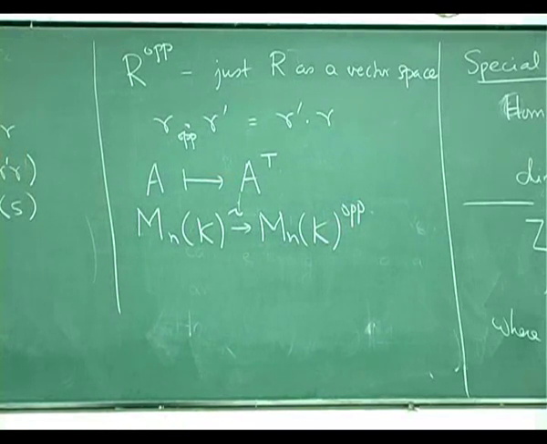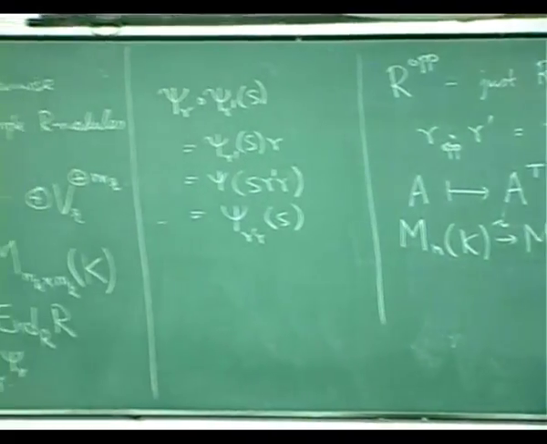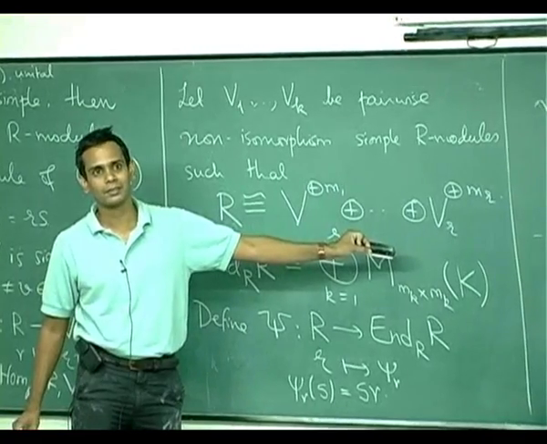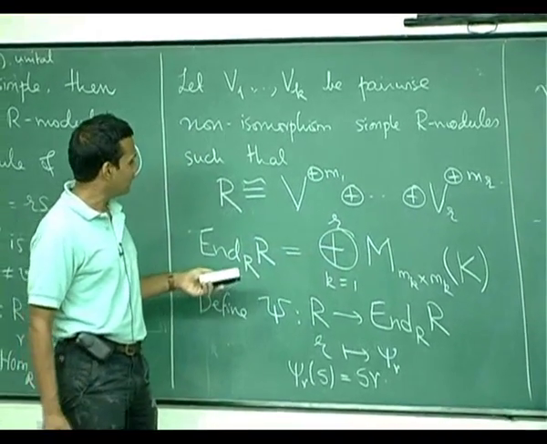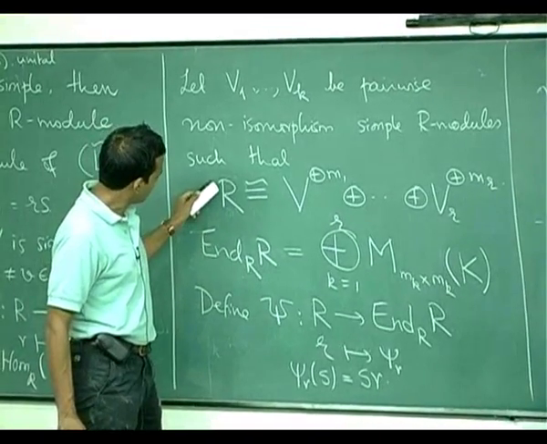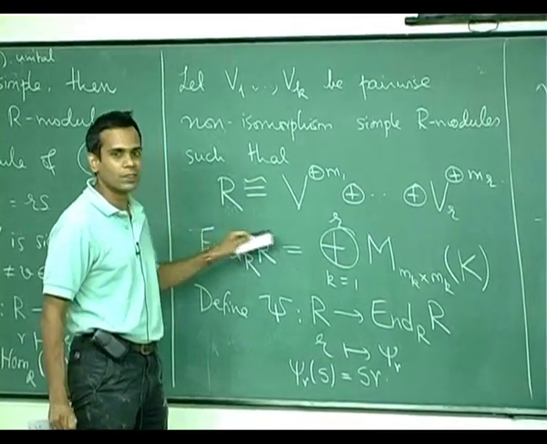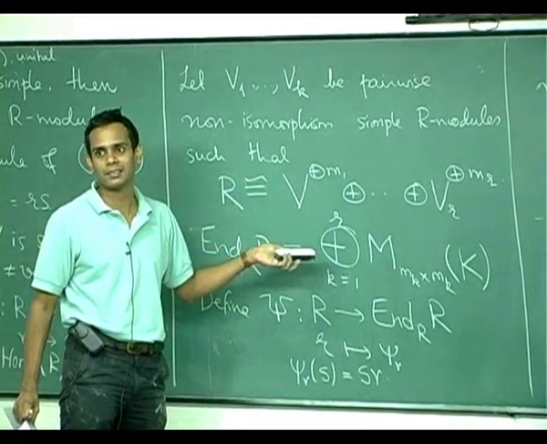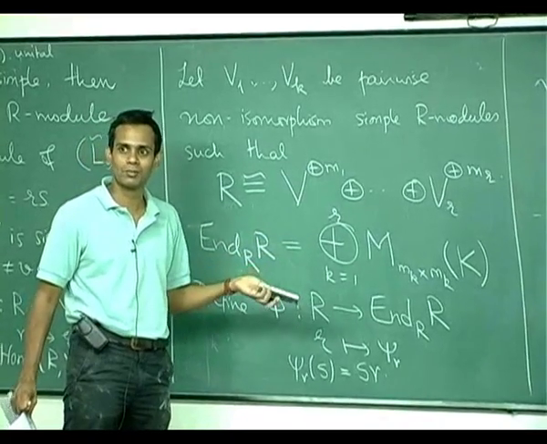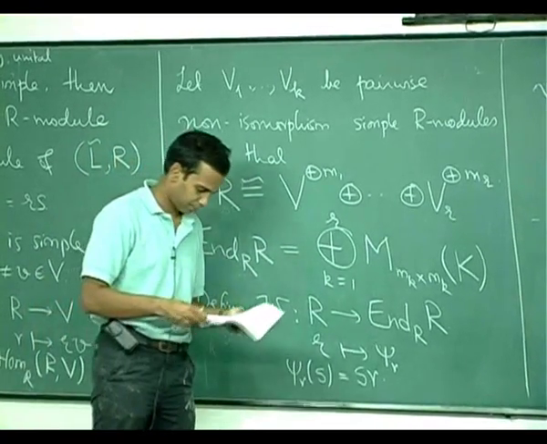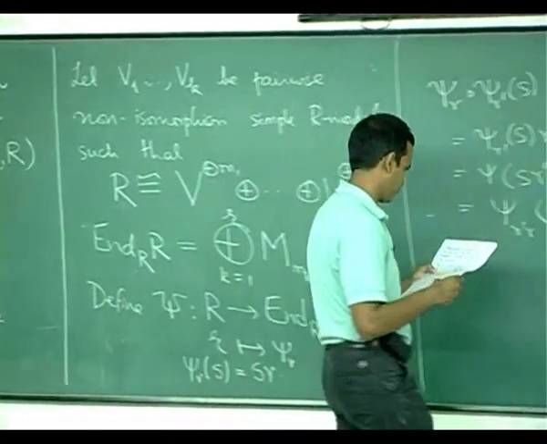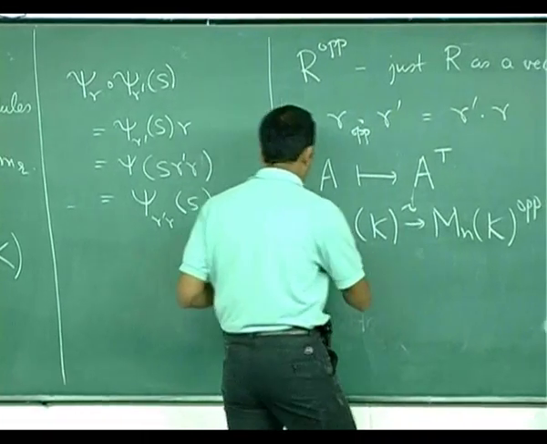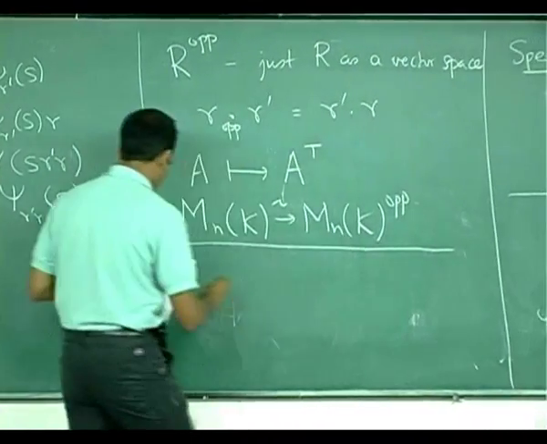Since our algebra End R is a matrix algebra, it is isomorphic to its opposite. So what we get is that this is isomorphic to the opposite of the sum of matrix algebras, and therefore it is in fact isomorphic to the sum of matrix algebras, because every matrix algebra is isomorphic to its opposite. So this is called the Wedderburn decomposition.